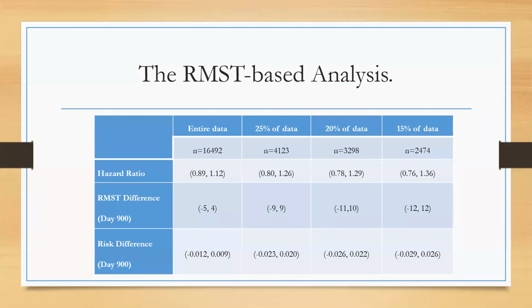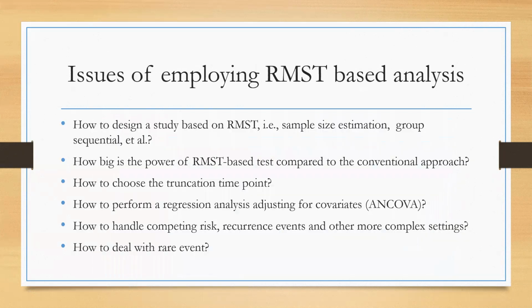Now, we have a very concrete idea. The RMST can be shortened by 15 days, by 12 days. In the worst case, based on the 95% confidence interval, would that be acceptable for the patient population over 900 days? It seems 12 days is relatively a small price to pay in this case.